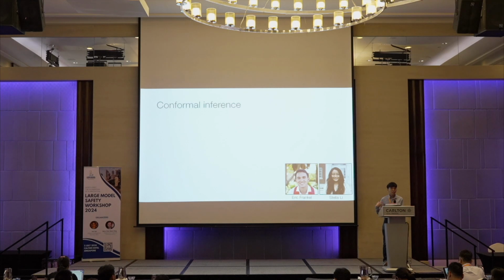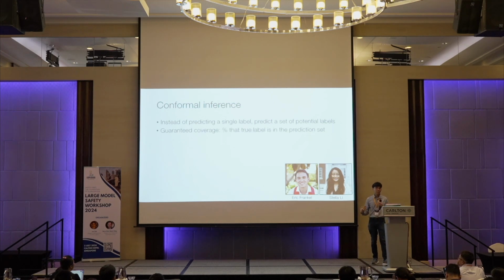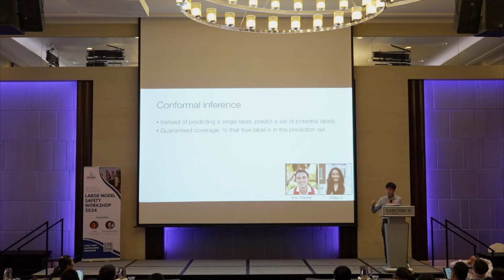The idea behind conformal inference is that instead of predicting a single label, at least in the context of classification, you output a set of potential labels if you're not sure. And the nice thing about this is that we have provable guarantees, at least in static, IID, or exchangeable settings. You can guarantee that some percentage of the time, the true label will be in your prediction set. Okay?